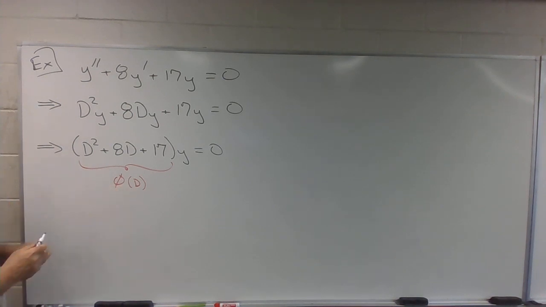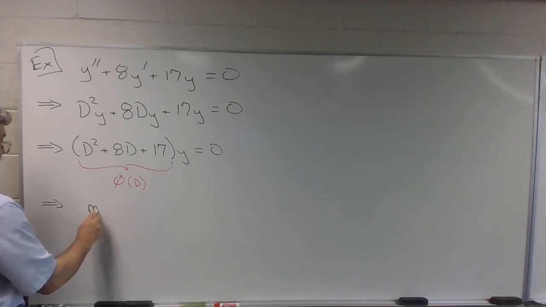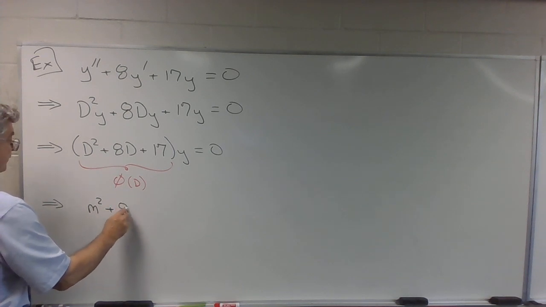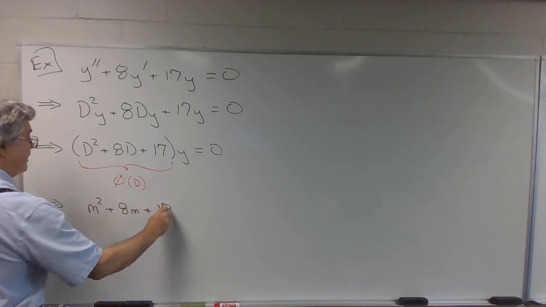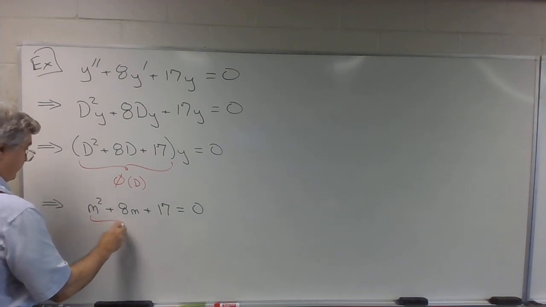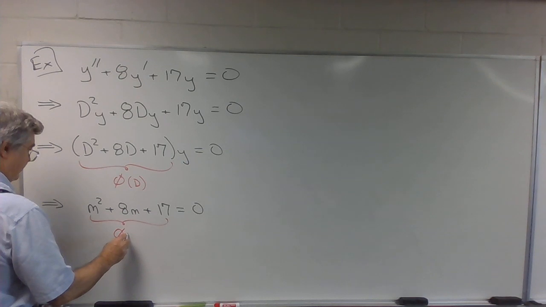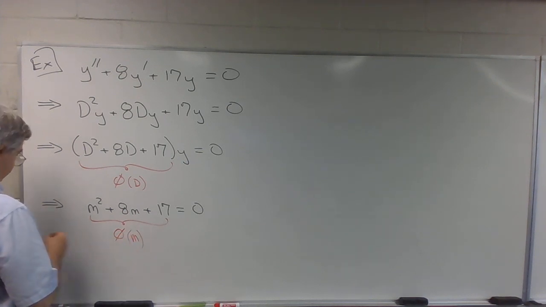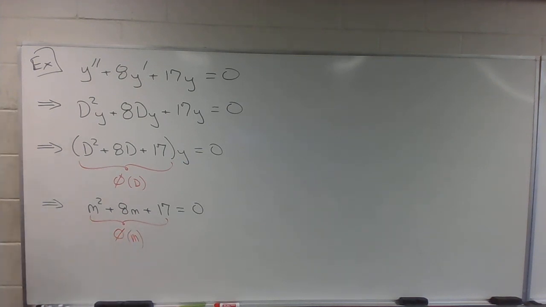Here's our polynomial phi of d, and that's going to give us the auxiliary equation, m squared plus 8m plus 17 equals 0. And again, I look at that and I say, I can't factor that. If I can, I don't know how. So how do I find the solutions?